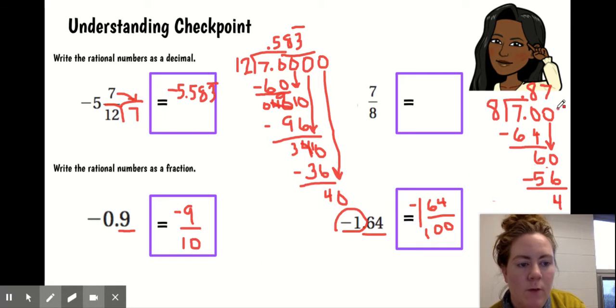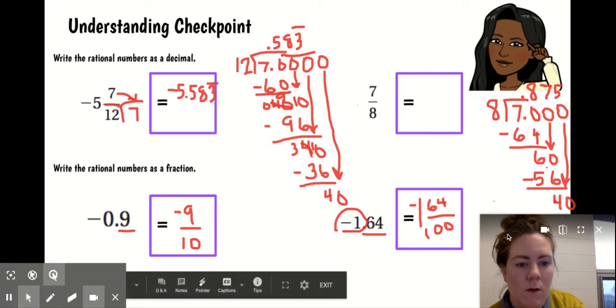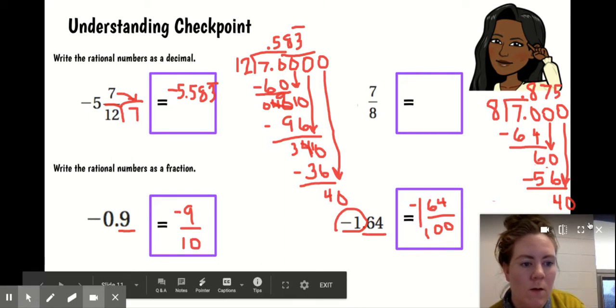Now my picture is going to be in the way. Going to write on me too. Can I move this? Let's see. Nope, can't move it.